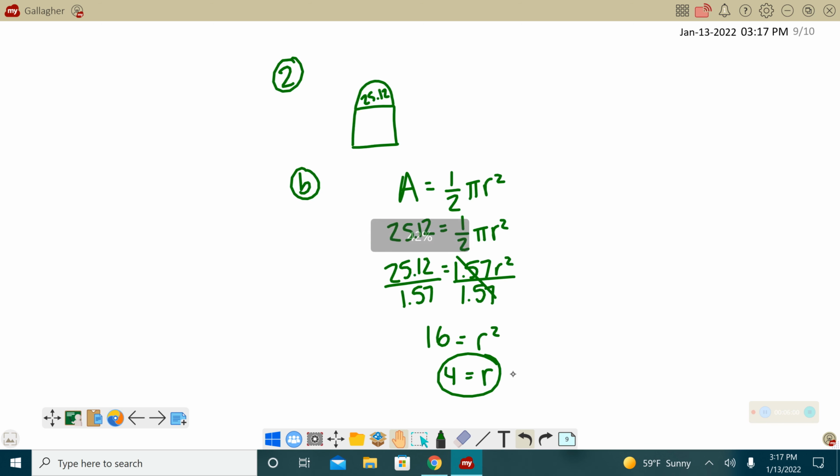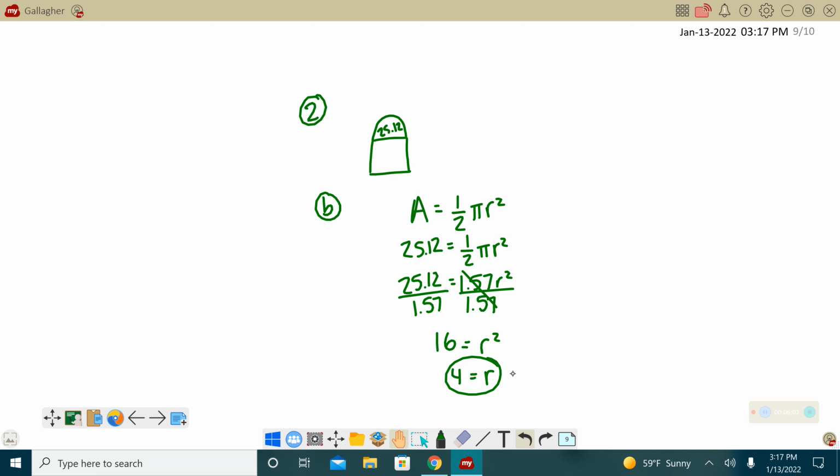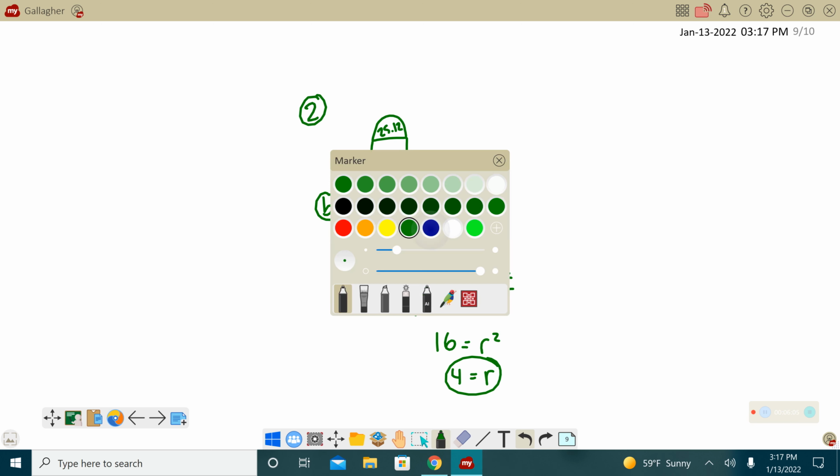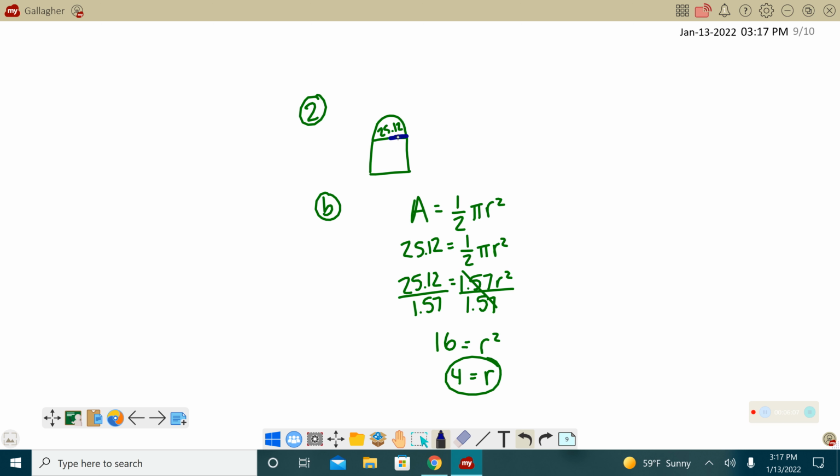But let's go back and look and see. If the radius is 4, the radius is only halfway, so the whole distance must be 8. But a square has the same width as it does length. So this side length of a square must be 8, this side length must be 8, this side length must be 8. All sides of that square are 8. And it was measured in centimeters.